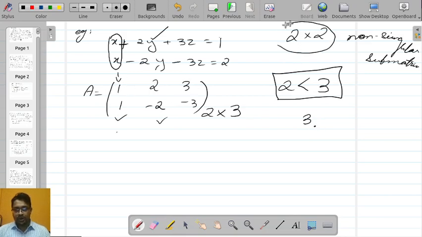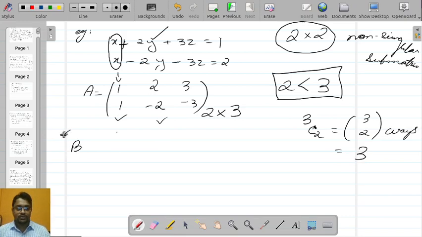In order to form a 2 by 2 matrix, I have to choose 2 columns out of these 3 columns. That can be done in 3C2 ways, or it's written this way, 3 choose 2. So that is actually 3. So there are 3 options available for us.